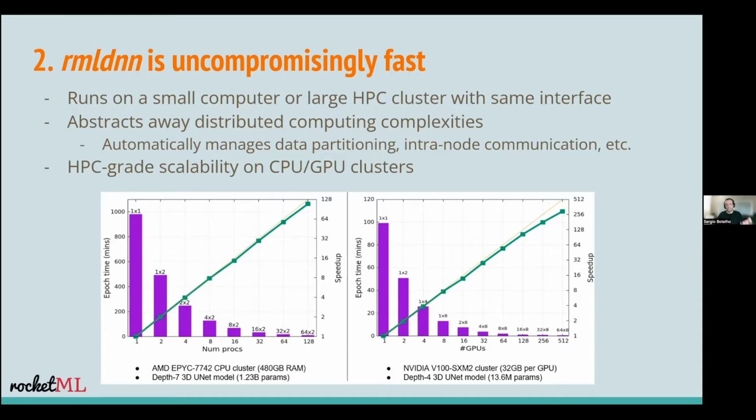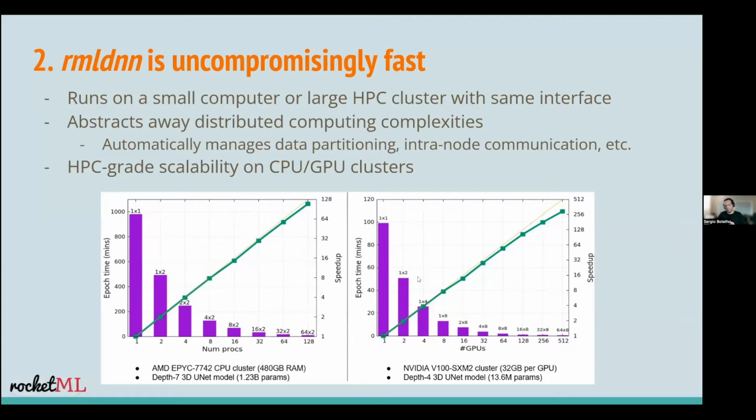It behaves the same way, either on one GPU, and it just gets faster as you go to a cluster, say, but the interface is the same. And it'll abstract away the complexities of distributed computing from you. So things like partitioning the data or communicating between nodes, reducing gradients, if you know what that is, all this is abstracted away. You don't have to do it, right? And with that, we claim we achieve HPC grade scalability, right, on both CPU or GPU clusters.